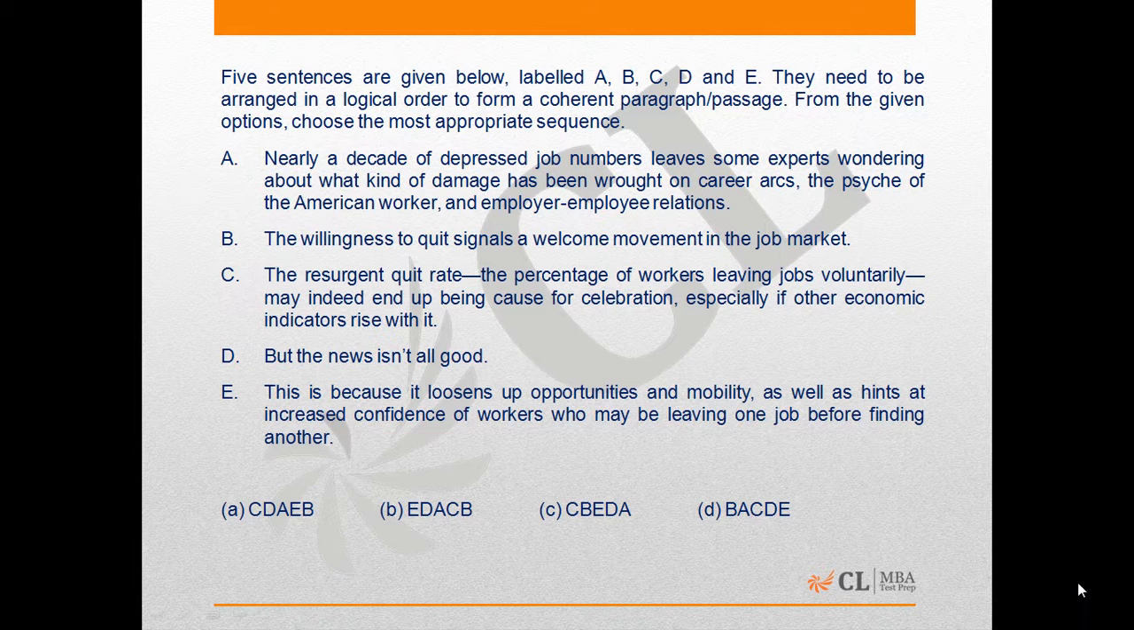This is question number 72 of the paper. It is a question related to para-jumbling. Here, if you look at option D, it is the smallest option.